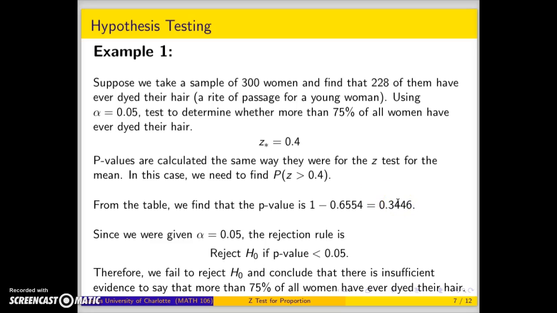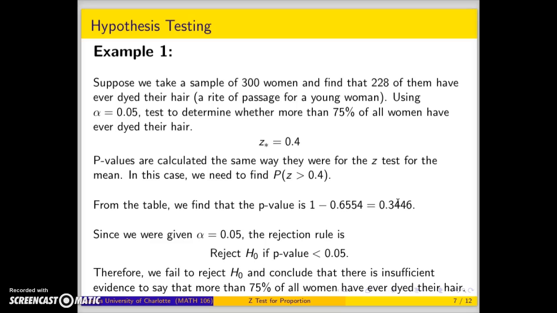So the rejection rule is reject H naught if p-value is less than 0.05. Therefore, since 0.3446 is greater than 0.05, we fail to reject H naught, and there is not sufficient evidence to say that more than 75% of all women have ever dyed their hair. So keep in mind, we know that the sample proportion is 0.76. That's 228 out of 300.